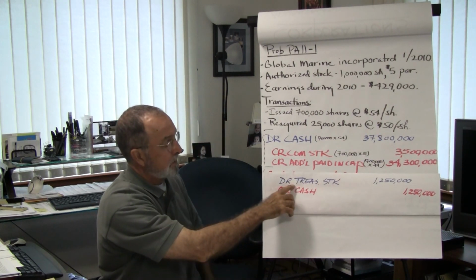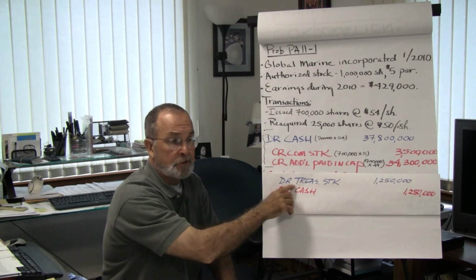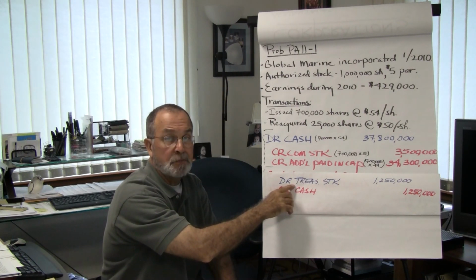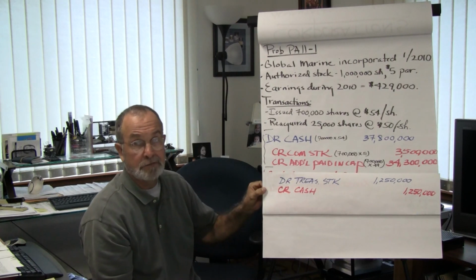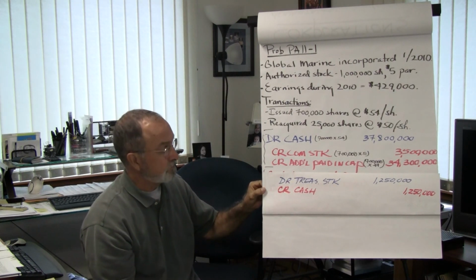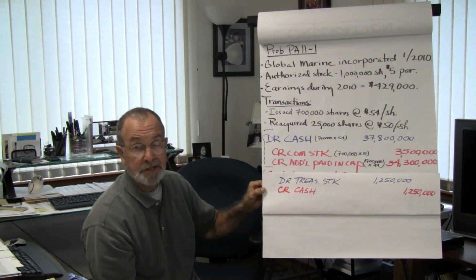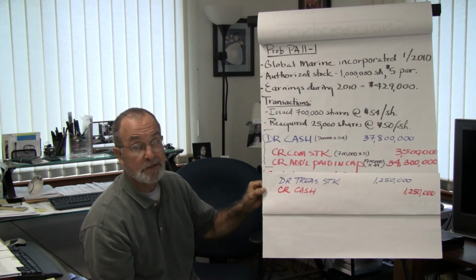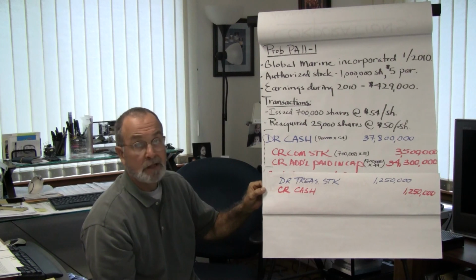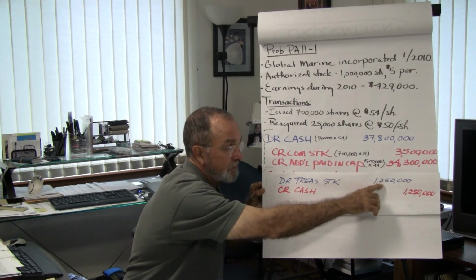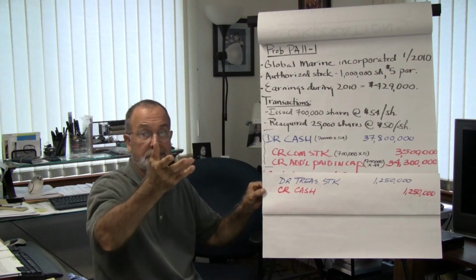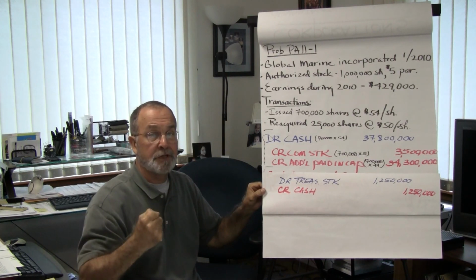We debit the treasury stock account. Treasury stock, again, if you recall from the previous lesson, is a debit balance equity account, kind of a contra equity account. It's not an asset, it's a debit balance equity account or a contra equity account. It reduces total stockholders' equity. So we debit the treasury stock account for $1,250,000 and we credit cash because we are paying cash to reacquire that stock.